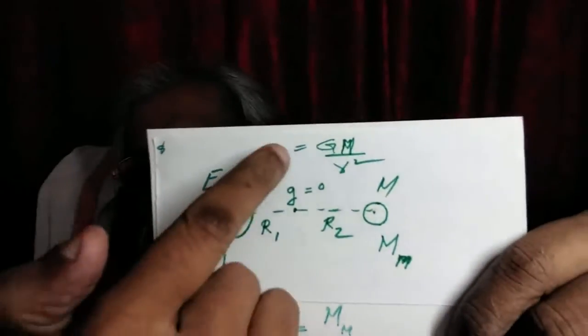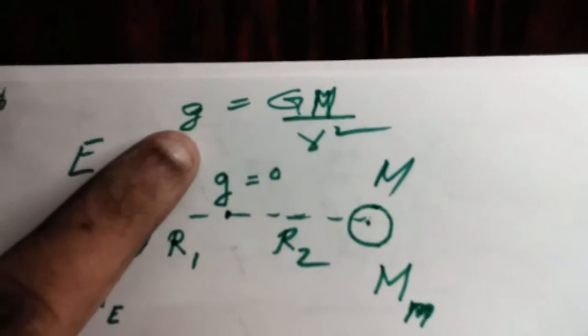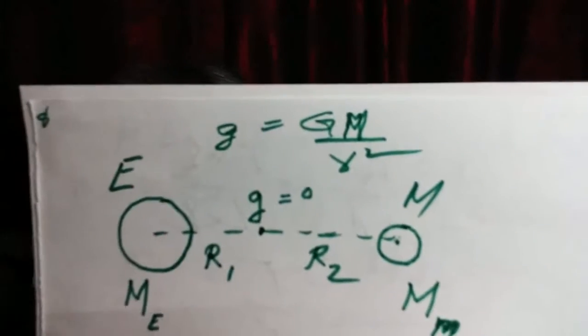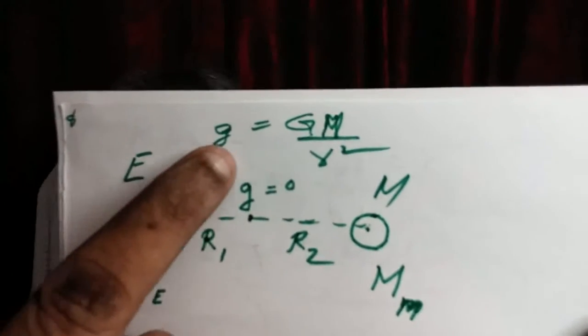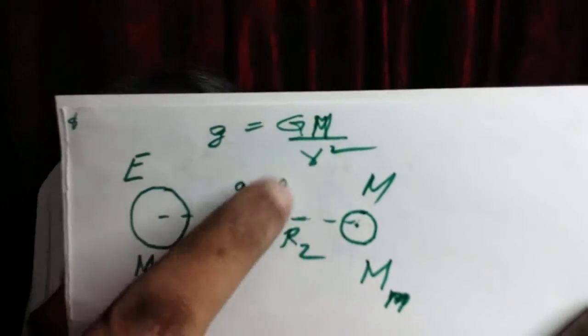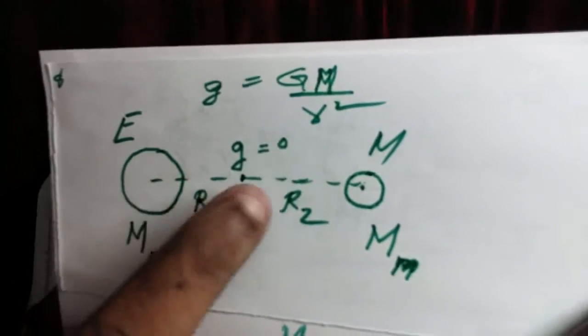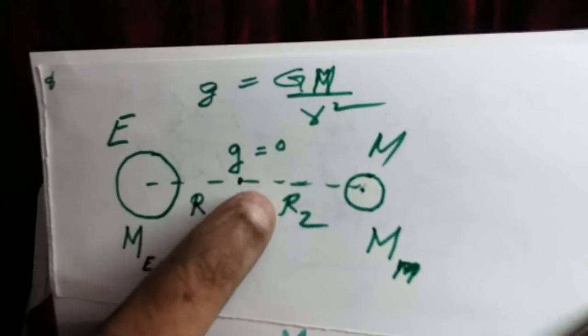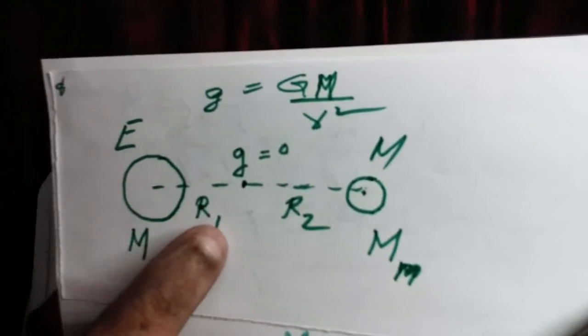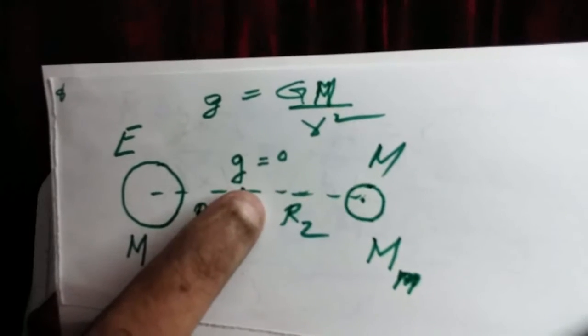So this is the G, the intensity of gravitational field. Intensity at a distance small r from the center of the field creating body is G equals GM by r square. This is Earth, Moon, and at the position distant r1 from the center of Earth and distant r2 from center of Moon, g equals 0. What is the ratio R1 by R2?